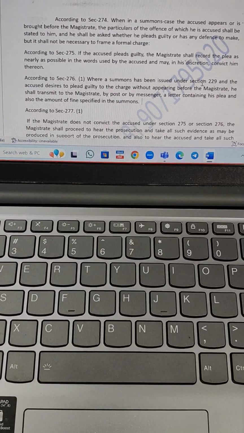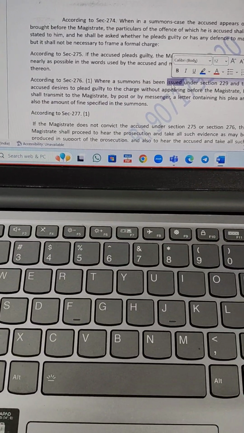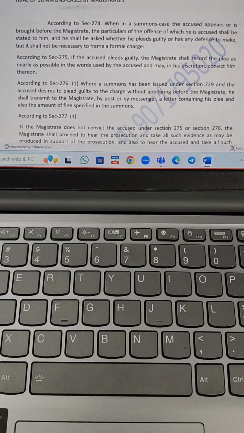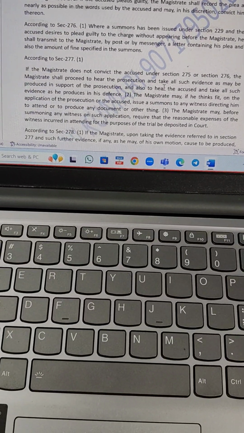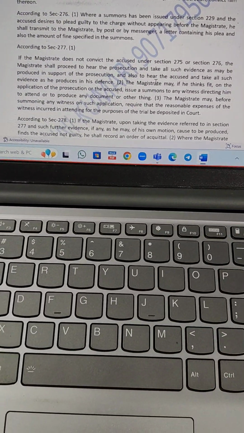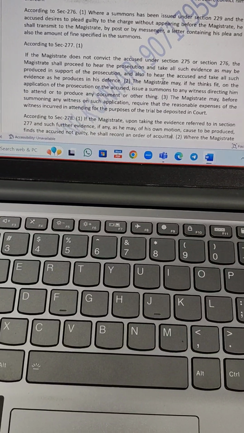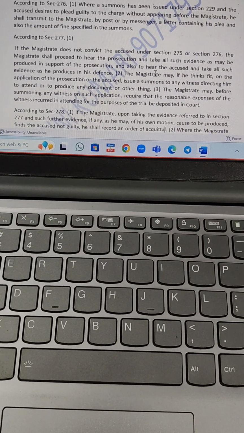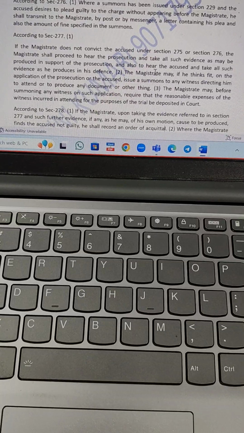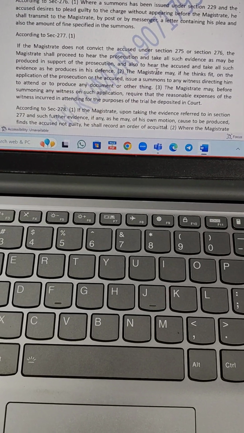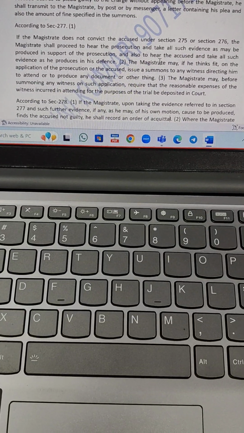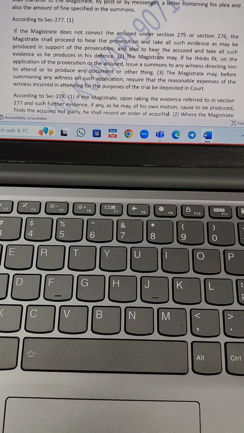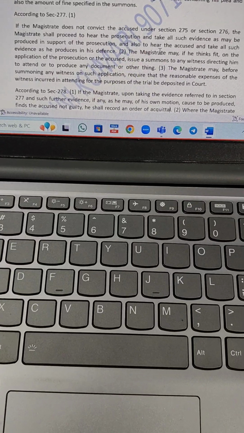Okay. Now according to section 277, if the magistrate does not convict the accused under section 275 or 276, the magistrate shall proceed to hear the prosecution and take all such evidence as may be produced in support of the prosecution, and also to hear the accused and take all such evidence as he produces in his defense.